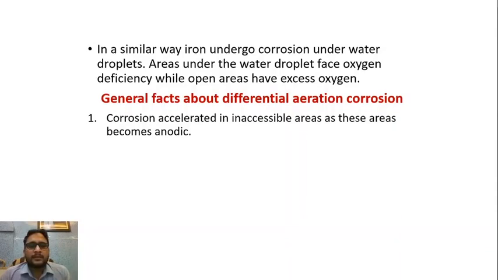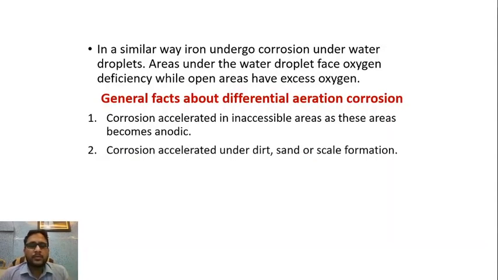There are some general facts also about differential aeration corrosion. The first is that this corrosion is accelerated in inaccessible areas, as these areas become anodic. Why? Because inaccessible areas cannot be accessed easily, such areas become poorly aerated, and since they become poorly aerated, they become anode, and when they become anode, they release electrons and undergo oxidation or corrosion, because oxidation is the main phenomenon in corrosion.